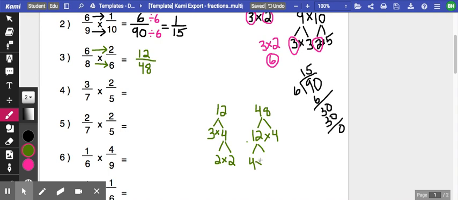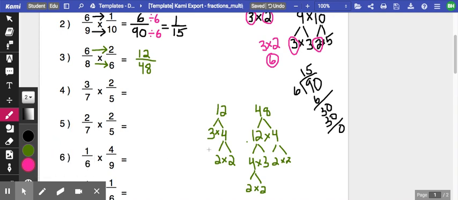I could break down 12 into 4 times 3. And I could break this 4 into 2 times 2. And I could break this 4 into 2 times 2 also. Okay, so I've broken it all the way down to its basic prime factors.